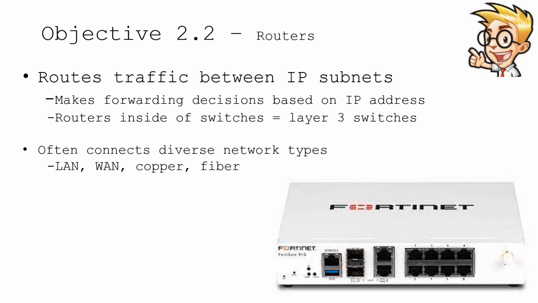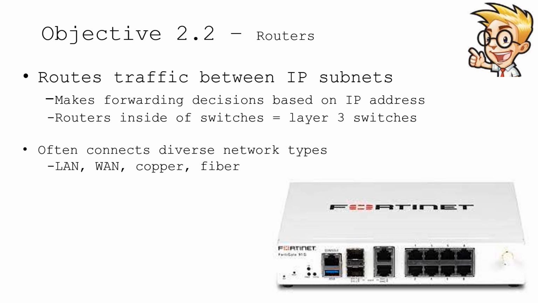A router is a device that forwards traffic between different IP subnets. The router uses the IP address that's within the packet to determine what the next hop might be on its way to the final destination. Because this routing takes place at layer 3 of the OSI model, we often refer to these as layer 3 devices. And if we have a router that can be configured inside of a switch, you'll see those devices referred to as layer 3 switches.